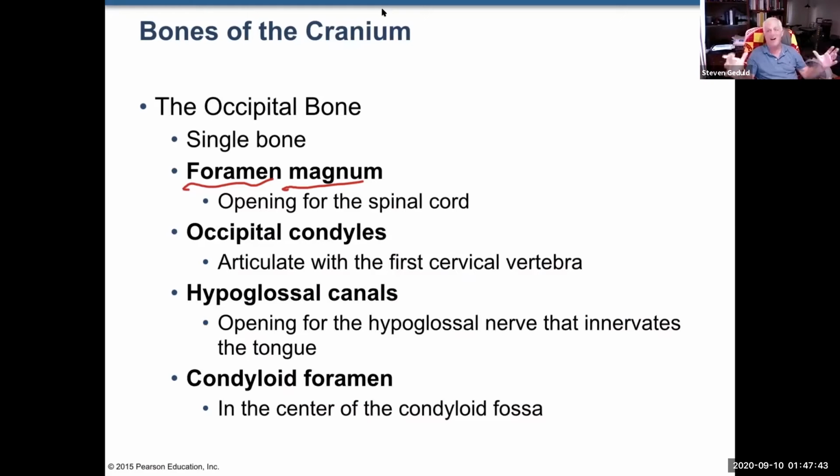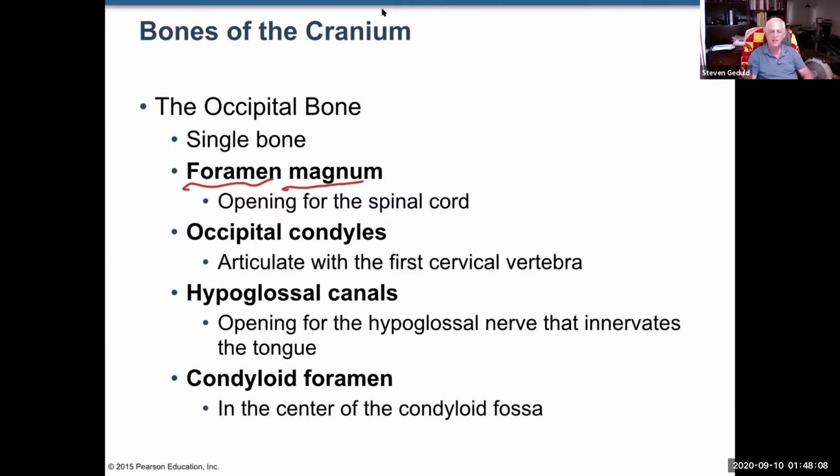It's a big bottle, right? So it means big hole. On the base of the skull, there's going to be a huge hole you can't miss. That's the foramen magnum. It literally means, in Latin, big hole. Foramen means hole, magnum means huge. And it's the opening where the spinal cord travels from the skull into the vertebral column. That's where it passes through. It passes through the foramen magnum.